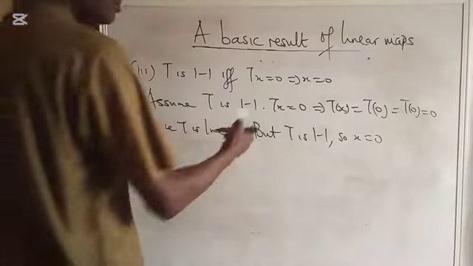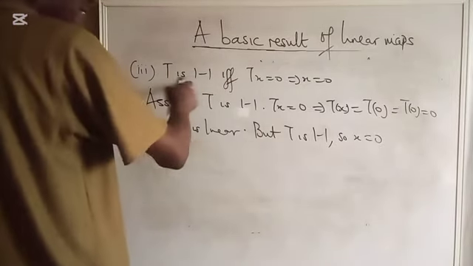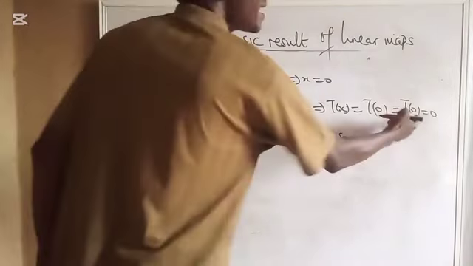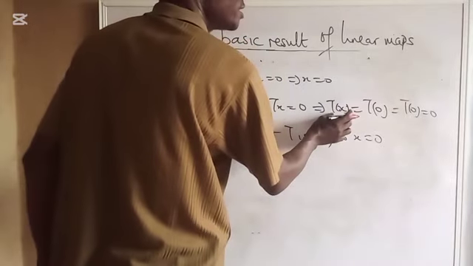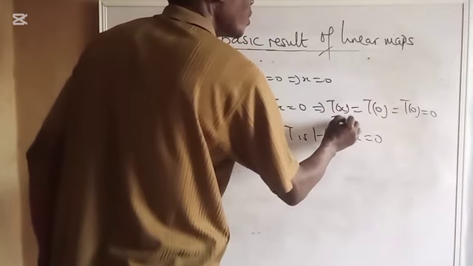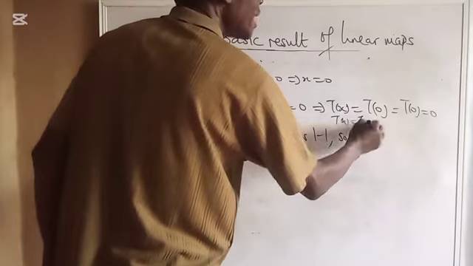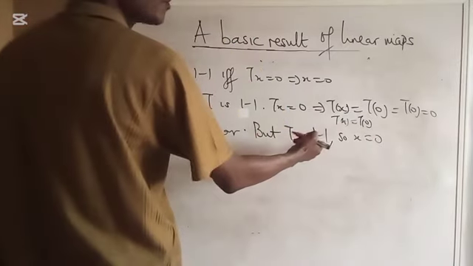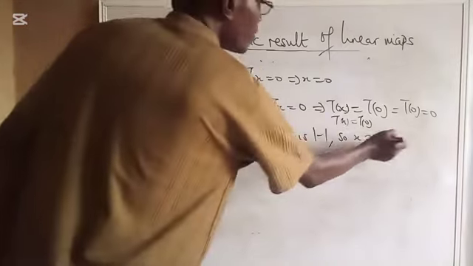Now, we say T is 1 to 1 because that's the basis. If you look at the T of X here, it has given us T of 0. So that obviously means that since T is 1 to 1, X is equal to 0.